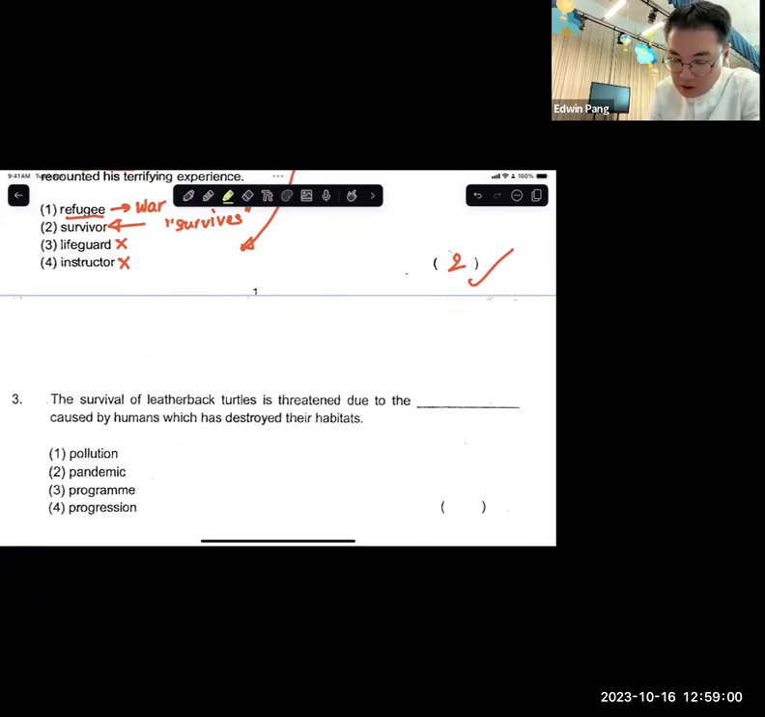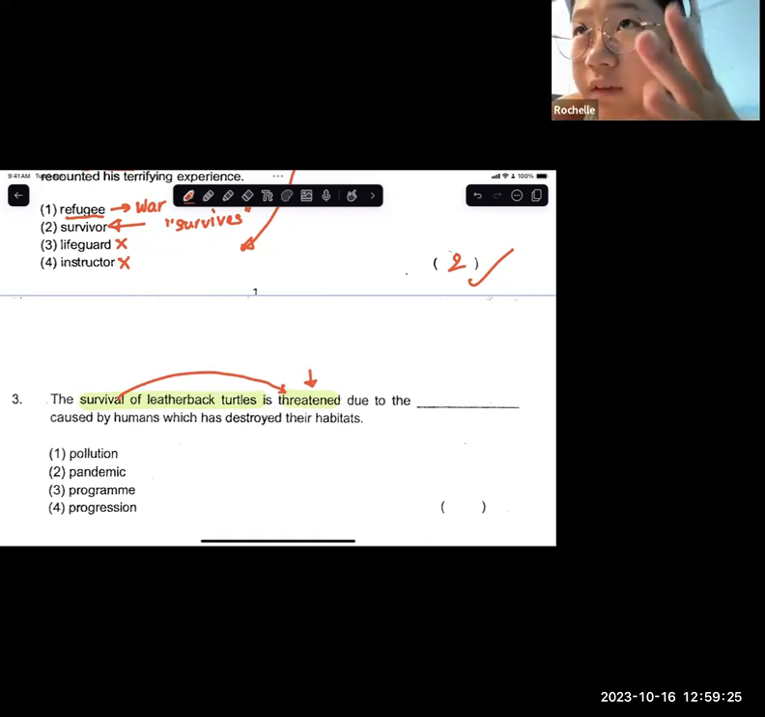Okay, so the survival of leatherback turtles is threatened. Okay, threatened. Can someone tell me what's the meaning of survival is threatened? Can anyone tell me what that means? Like, what does it mean? It means that they are what? Rochelle, what do you think? It means that they are feeling scared for some reason.